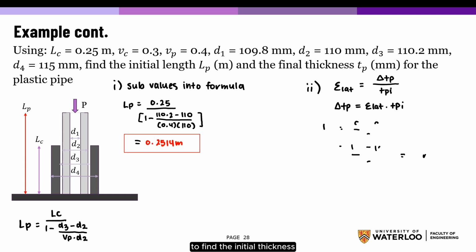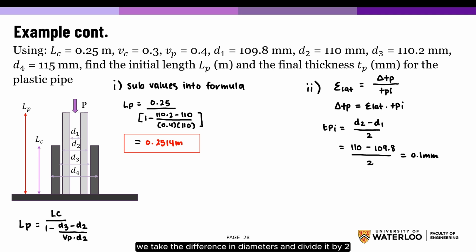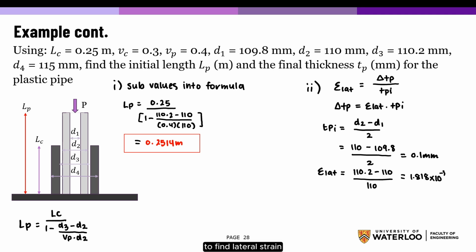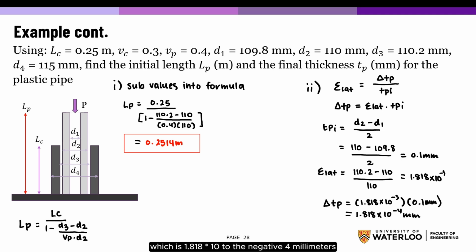To find the initial thickness, we take the difference in diameters and divide it by 2, since there are two pipes. This gives us an initial thickness of 0.1 millimeters. To find lateral strain, we subtract D2 from D3 and divide by D2. This gives us a value of 1.818 times 10 to the negative 3. Now we can find the change in thickness, which is 1.818 times 10 to the negative 4 millimeters.